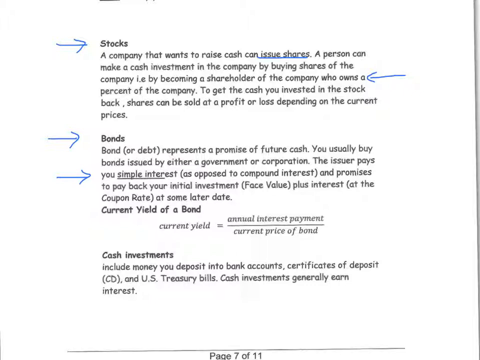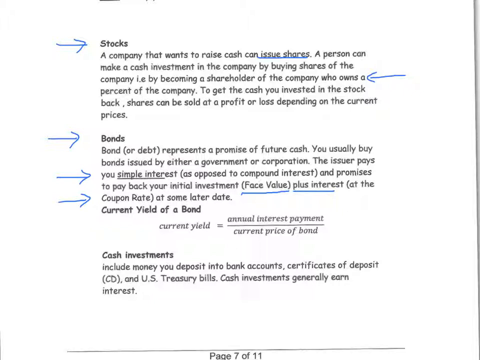So the amount of money that you pay to buy this bond from the company is called the face value of the bond. Plus, they add the interest at a certain simple interest rate. For a bond, the simple interest rate is called the coupon rate. And at a later date, they give you the face value plus the interest, which is calculated using the coupon rate.